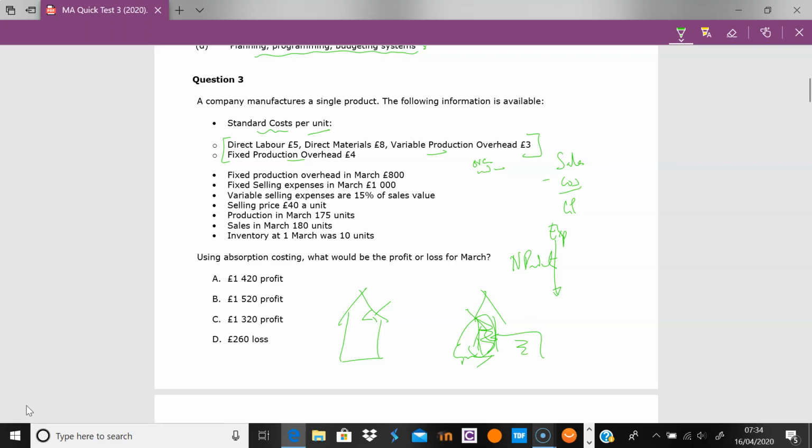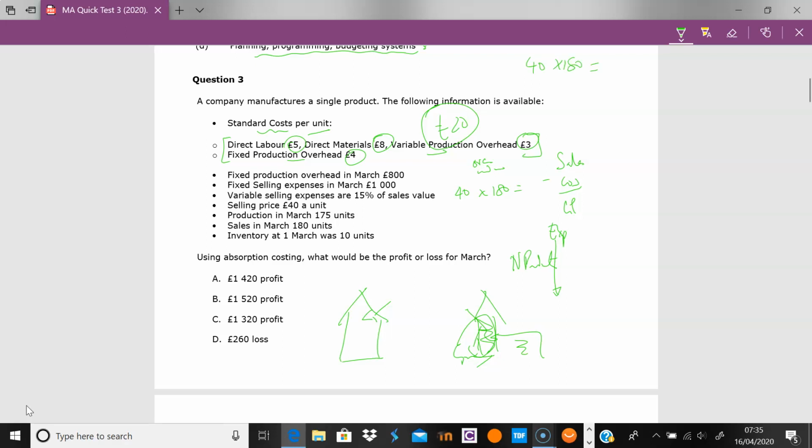Right, so here we have our standard costs, 5 plus 8 plus 3 plus 4, and that gives us a standard cost of £20. Okay, so let's look at that. It tells us that we can sell this thing here at £40. So we're selling each of these units at £40. And the question here is, how many did we sell? It tells us that we sold 180 items. So in effect, you'll get 40 times 180.